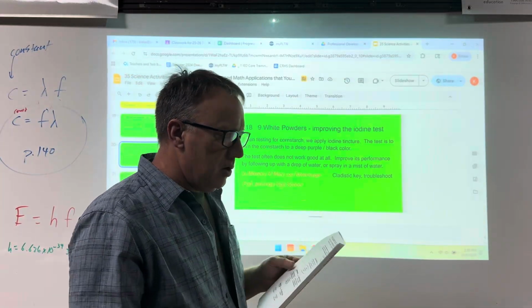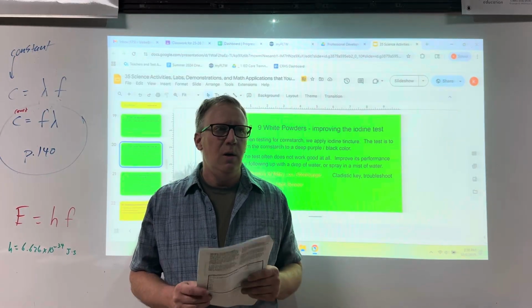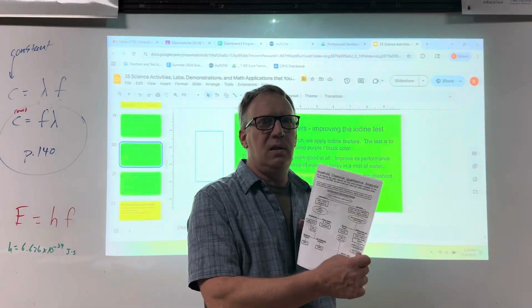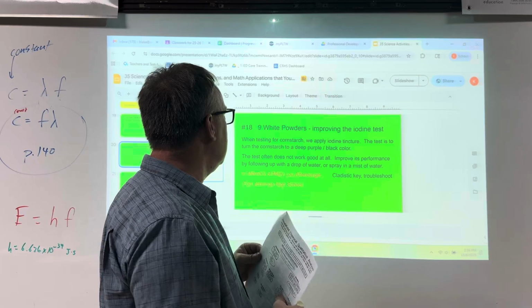So if your students have to work a cladistic key or a taxonomic key or do any kind of flow charting or troubleshooting, this is great, it's the same skill, it's just in chemistry. So even though it's a chemistry lab, I use it for other things.